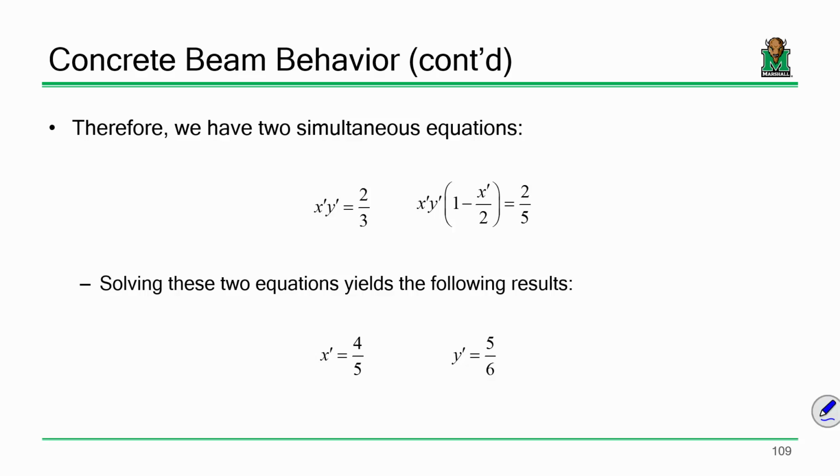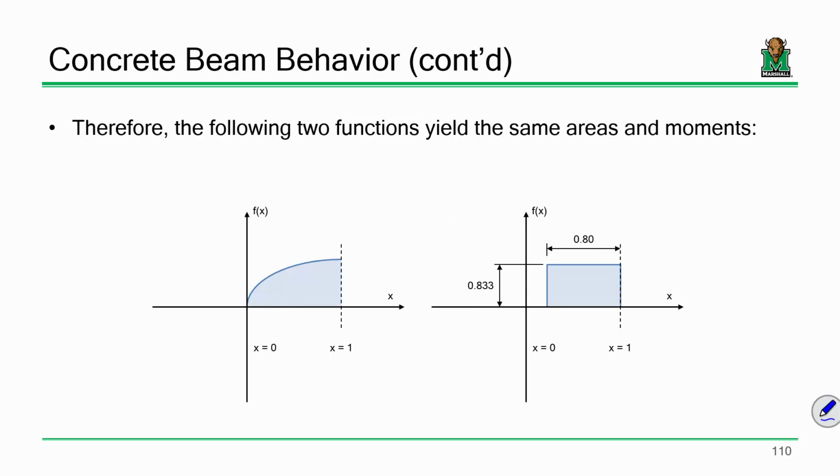Okay? In other words, if you look at these two curves side by side, I've got this highly nonlinear curve, and then I've got this nice, pretty little rectangle over here. The rectangle being 0.8 wide, 0.833 tall. I propose to you that those two shapes have the same area and generate the same moment. Okay? Is everybody okay with that concept?